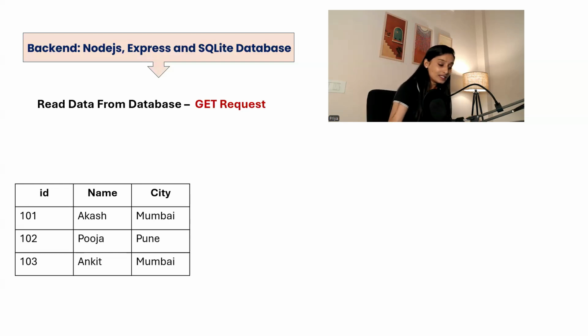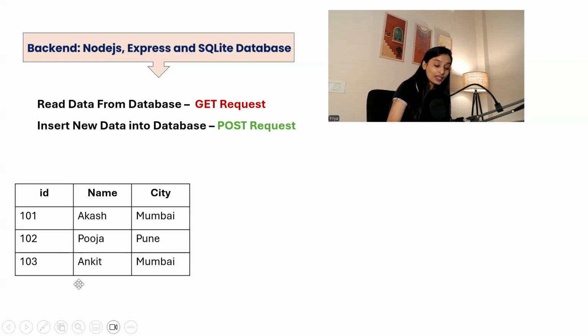Okay. Let's say I want to insert one new data into this table. As of now, Akash, Pooja and Ankit are present. One more new row I want to insert into my database. So I'm going to send the post type of request.